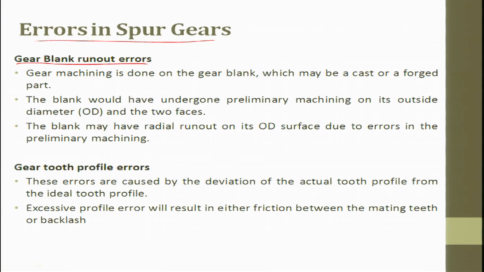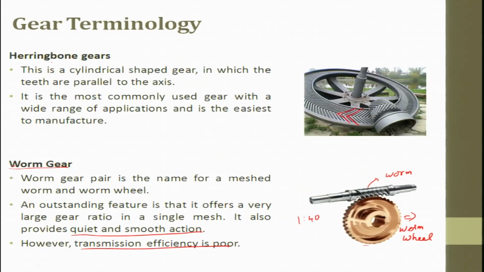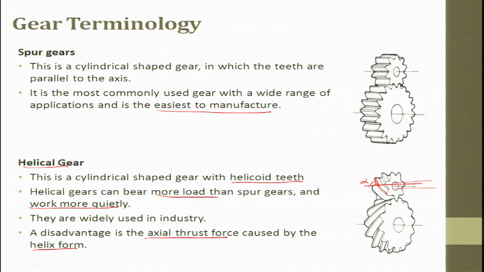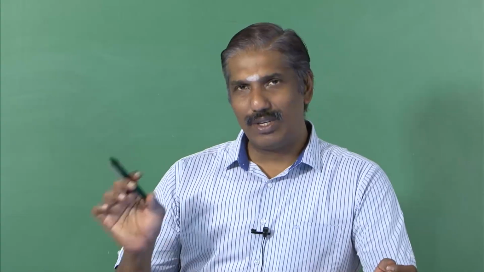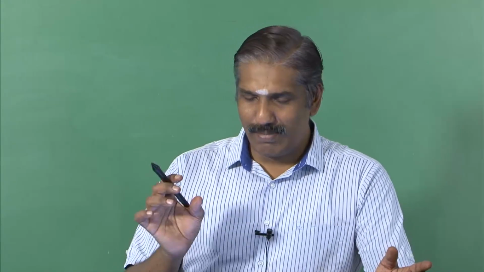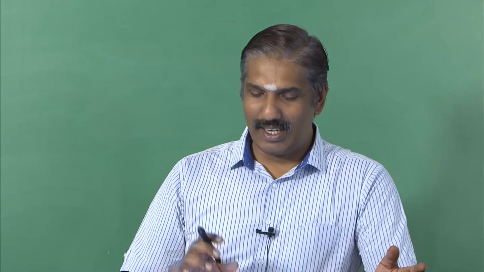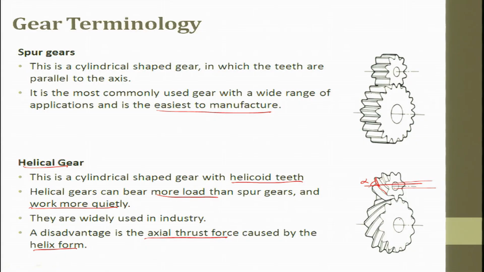The error which generally happens is the gear blank runout error. What is a blank? Before we manufacture any gear, the raw material is cut into a cylindrical wheel, a cylinder. That cylinder is called the blank, which will later be converted into a gear during the machining operation. Manufacturing gears can be done one at a time or in large batches. When we do many, we have processes like gear honing and many more. When it is a single one, you can do it on a milling machine.